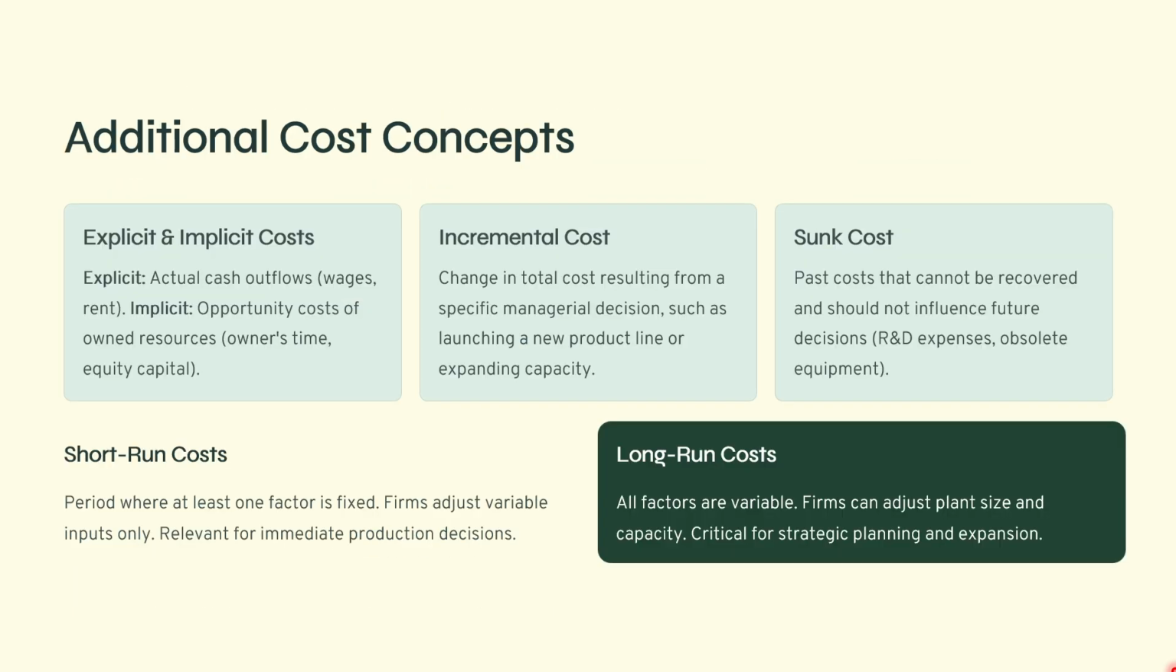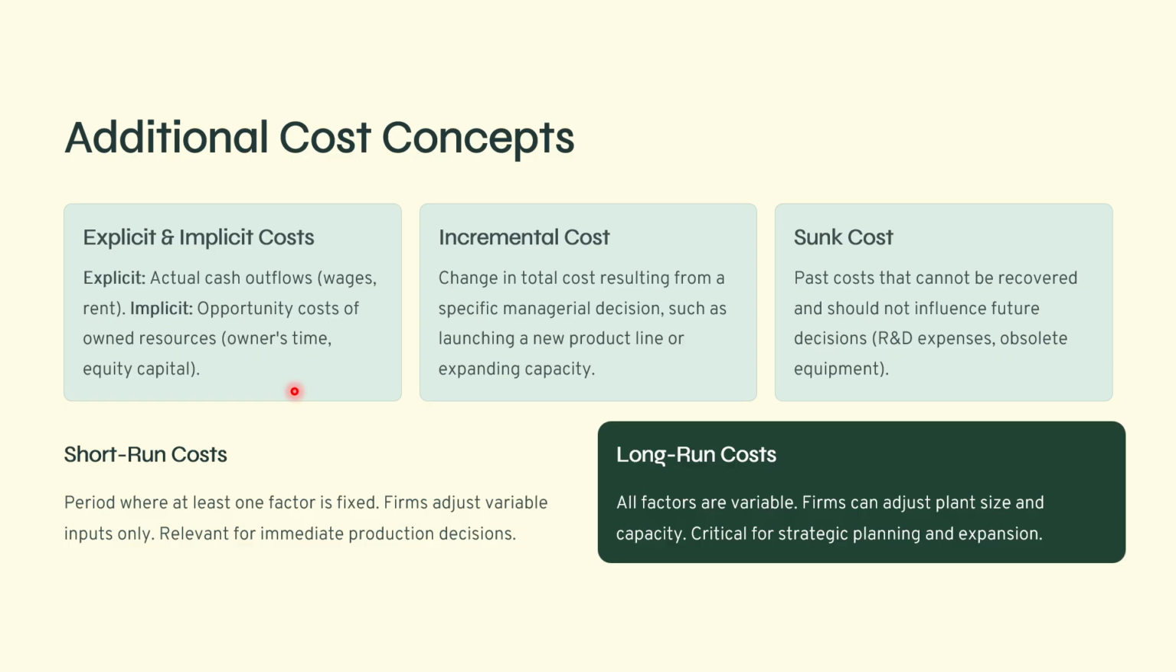Then additional cost concepts. One is explicit and implicit cost, incremental cost, sunk cost, then short run cost. What are explicit and implicit costs? Explicit cost means actual cash outflows, such as wages and rent. Implicit cost is also called opportunity cost: the owner's own resources, the owner's time, the owner's capital. That is implicit cost.